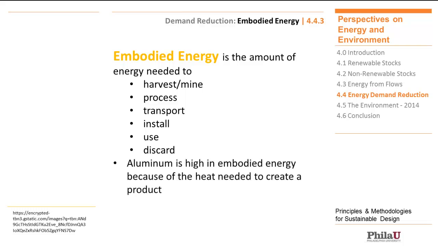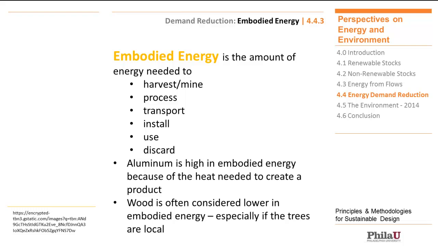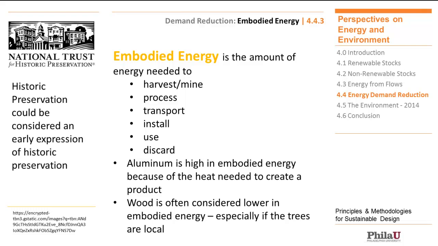So just as an example, aluminum is very high in embodied energy because of the heat needed to create the product, versus wood, which is a little bit lower in embodied energy, especially if the trees are grown locally. I'm going to be covering this more later in the semester. Just wanted to give you a little bit of a sense, but also thinking about, for example, historic preservation. Is that a way to save embodied energy of older structures, but also to save the cultural significance? So many people look at historic preservation as really early forms of modern day sustainability.